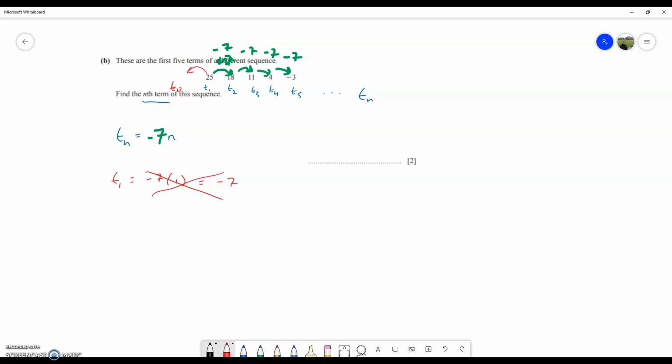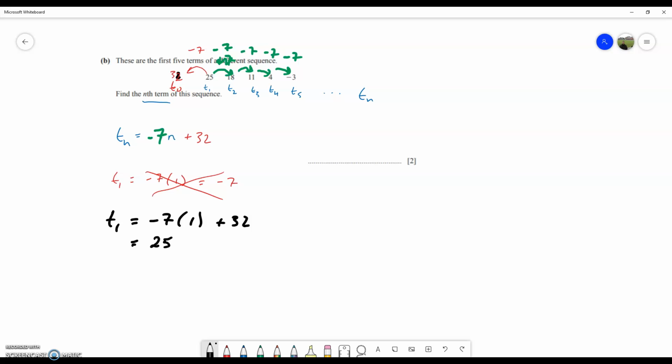Alright, and then all you do to work out what T0 is, we work back one step. So for this sequence to work, it should be -7, so we should be able to make it 32. So whatever T0 is, you put +32. And now the sequence should work. So if I use this one, T1 is equal to -7 times 1 plus 32.